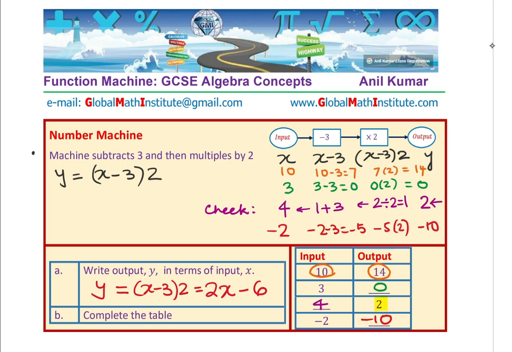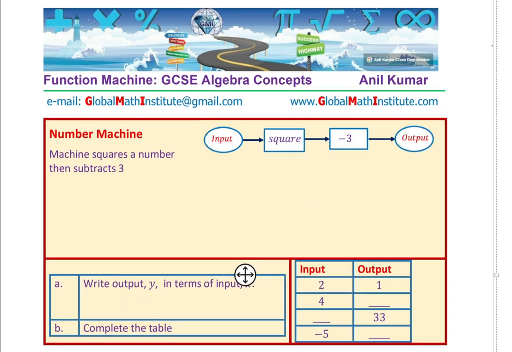Now based on this concept, we have two other questions for you. So this time we have an input, you need to square it, then take away 3 and then provide the output. Complete the table. First one is given to you. For example, 2 is the input, then what happens? Well, let's try it out.